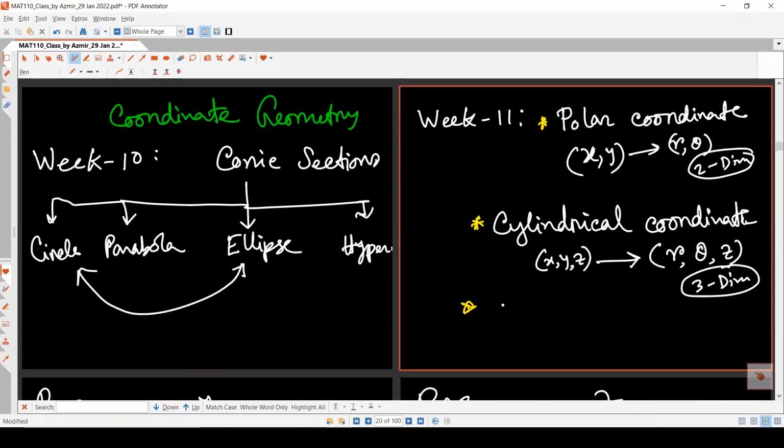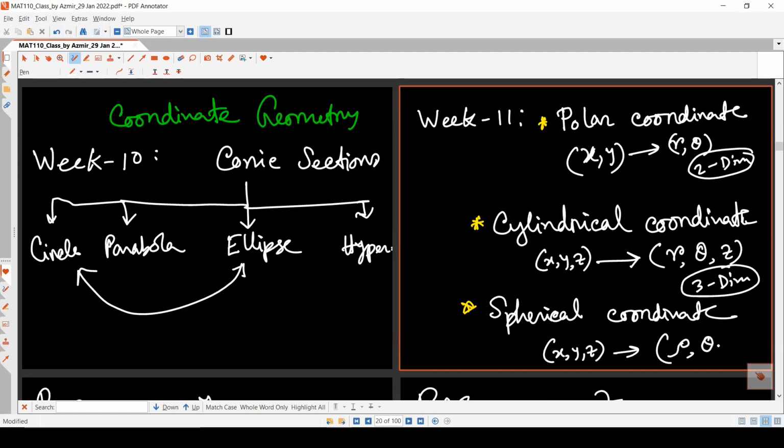After cylindrical coordinate system, we will focus on spherical coordinate system. Again, a spherical coordinate system is a 3-dimensional system where x, y, and z will be converted to rho, theta, and phi. We will discuss these things later, but the target of this session is to give you the overall summary of the course. By cylindrical, you can understand we may have a cylinder. By spherical, you can understand that we have a sphere.